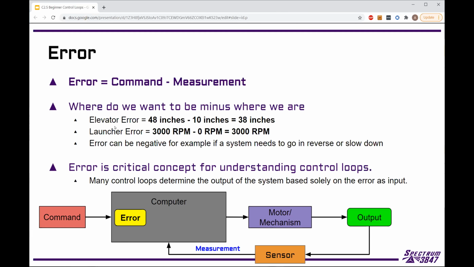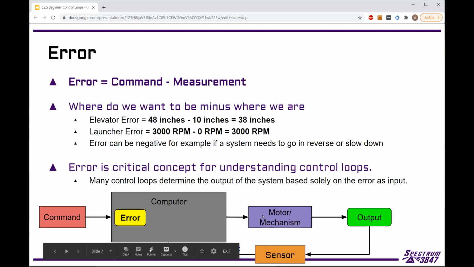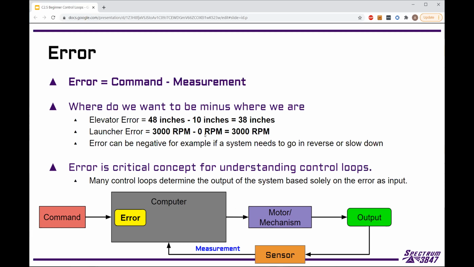So in the examples that we've given so far, our current error, if we're right at the beginning of our process and the elevator is sitting 10 inches from the floor and we want it to go to 48, our error is 38 inches. So the difference between command and measurement is 38 inches. So this number is basically the number that we'll use in a formula to figure out what our output to the motor should be. In the other example for launcher, the launcher wheel isn't spinning at all. It's sitting at 0 RPM. We want it to be spinning at 3000 RPM. So then that error is 3000 RPM at the very beginning.